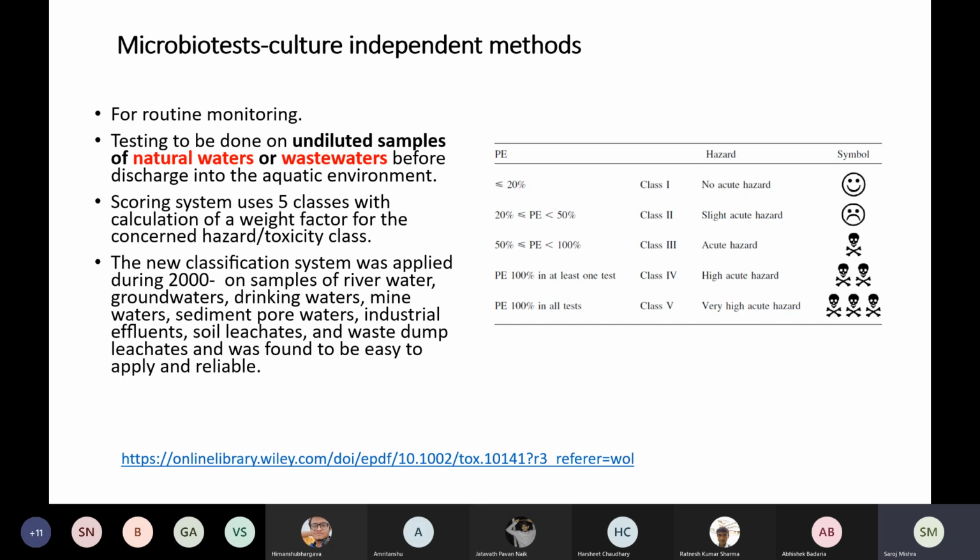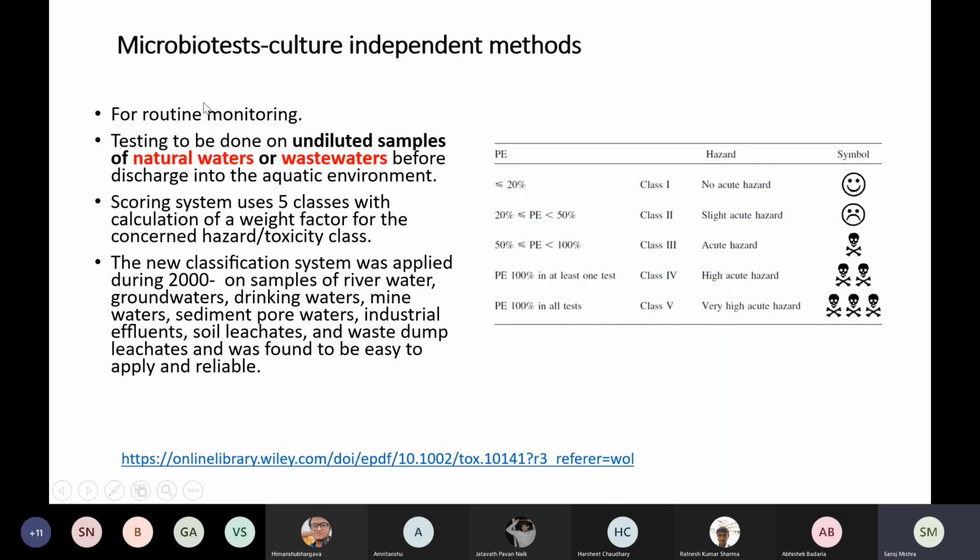So there was a need felt to develop what are called the standard microbiotests, which are called culture independent. That means you don't need to have a bacterial culture and then plate it out on LB, and so on and so forth. So these microbiotests, I'm going to describe these to you in the next slides.